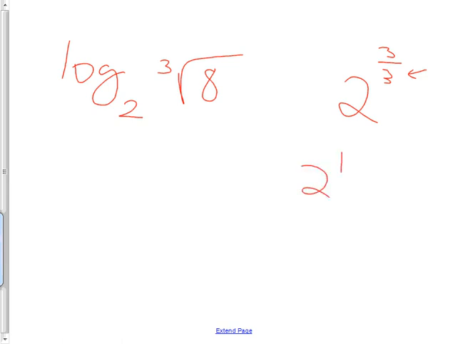Just think about it. Isn't that the cube root of 8? And isn't the cube root of 8 equal to 2? Get how that works? So it's just log base 2 of 2. And then what? Therefore, what's the answer? 1.